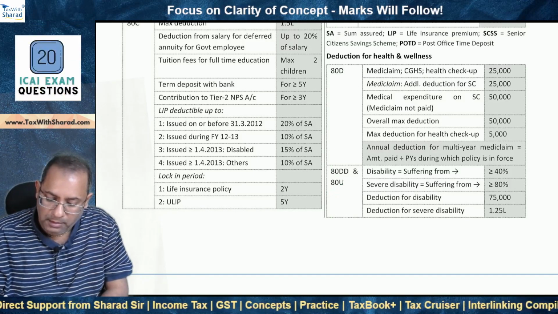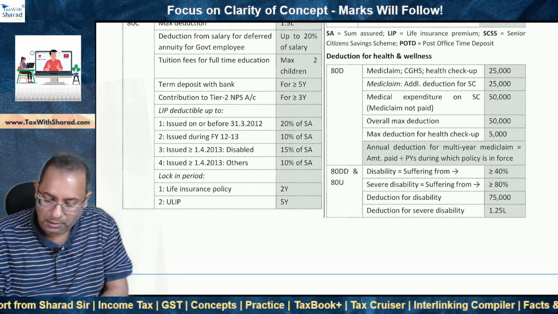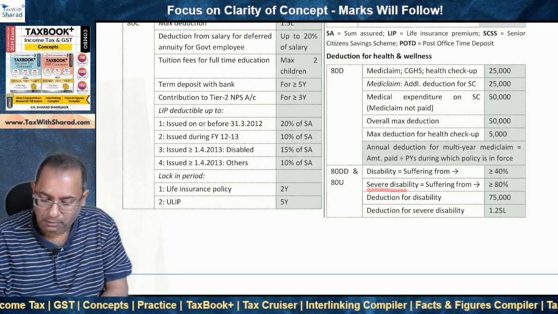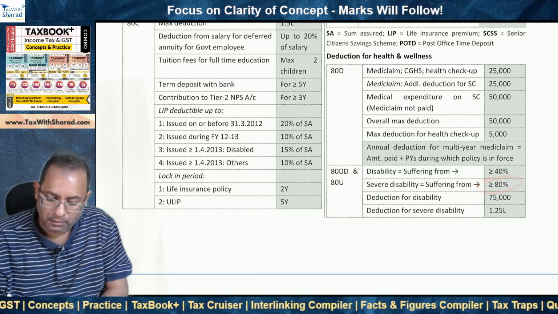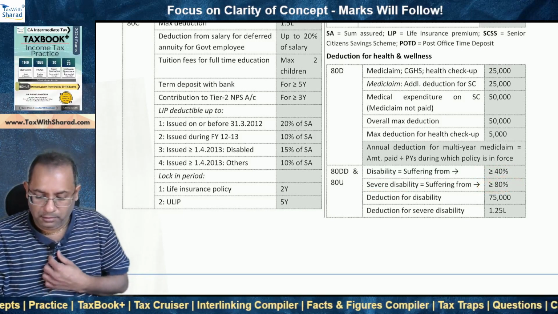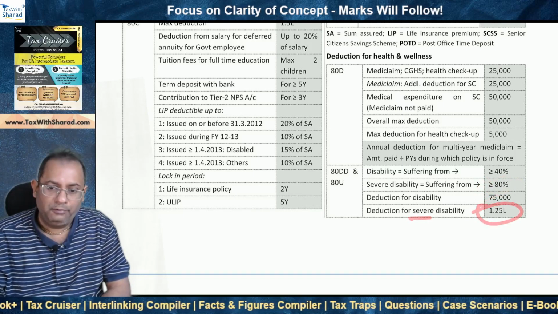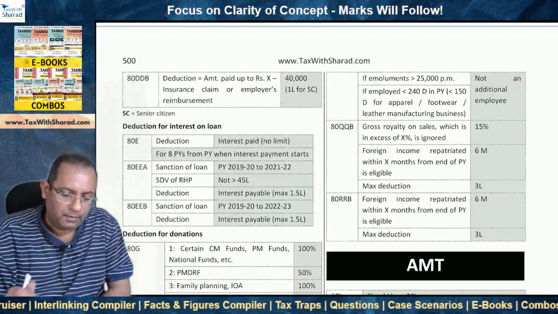Disability means where the person is suffering from 40% or more of disability, and severe disability means suffering from 80% or more. Deduction for disability is a flat amount of 75,000, and for severe disability it is flat 1,25,000.